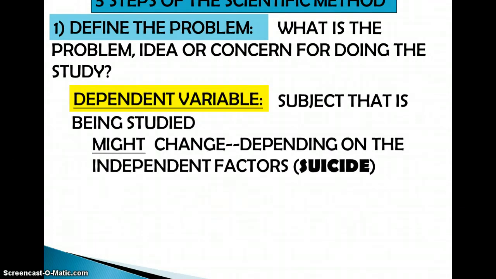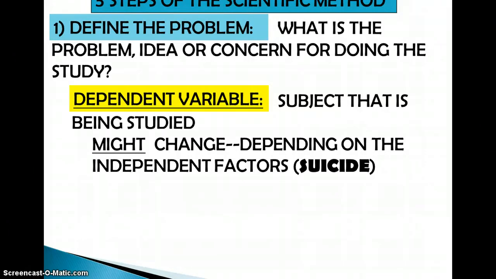Now, when you come up with your idea for your research, you need to come up with both a dependent variable and an independent variable or independent variables. The dependent variable is the subject that you are studying, okay? So if I want to study why so many students are getting D's and F's, that's my dependent variable, grades of students in the 2014-2015 school year. Grades might change depending on my independent factors, which we haven't talked about yet.